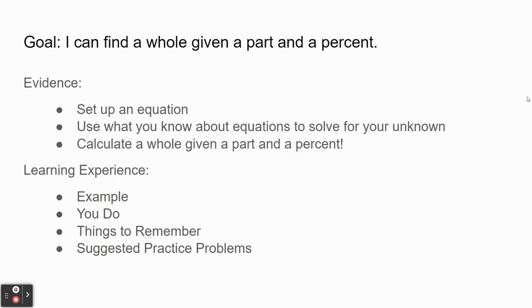In today's video, our goal is: I can find a whole given a part and a percent. Evidence-wise, we're going to set up an equation, and then use what we know about equations to solve for an unknown. You're going to think back to topic 4 when we were solving for a variable. We're going to set this up the same way. It's not the only way to do it, but that's what we're going to do today. Then we're going to calculate a whole given a part and a percent. You'll notice we're only doing one example and one you do for a change, so it'll hopefully be a shorter video.